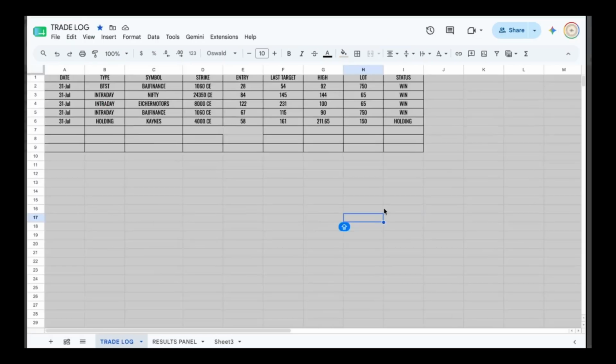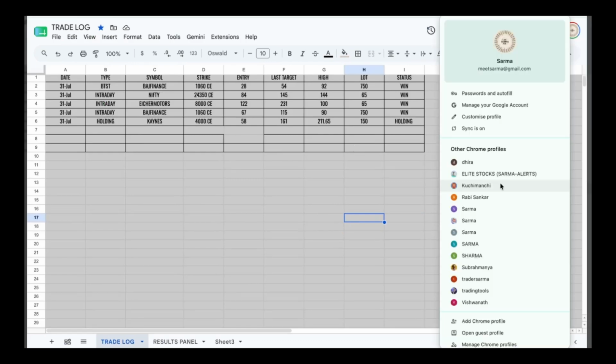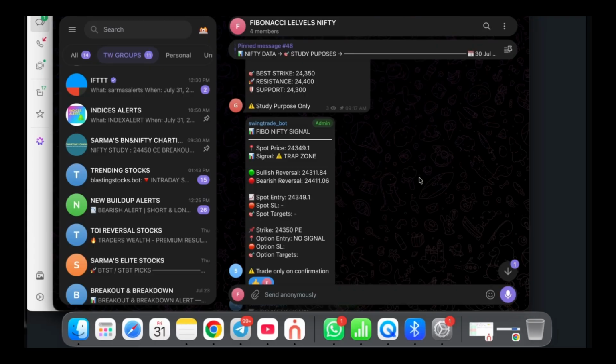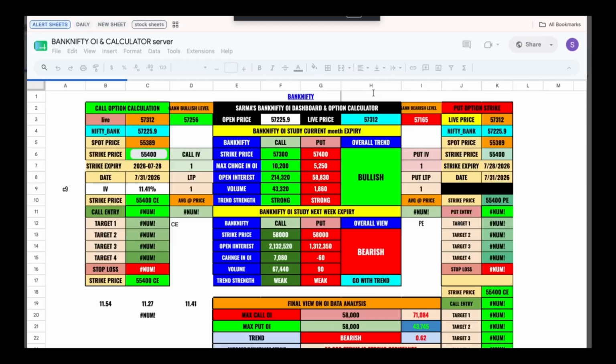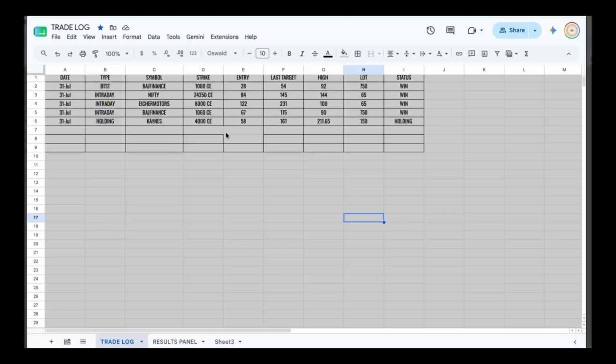Those who are really interested in only intraday, those who want to trade only intraday Nifty, and Nifty is my favorite and everyone's favorite, let me show you how we can use this intraday Nifty strategy. This is our Nifty board. Let me go here and show you. That is all about my Nifty strategy.